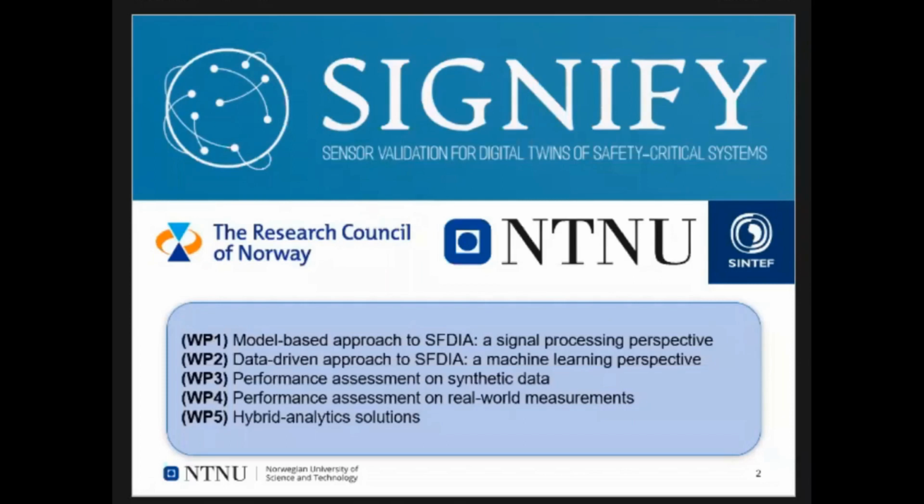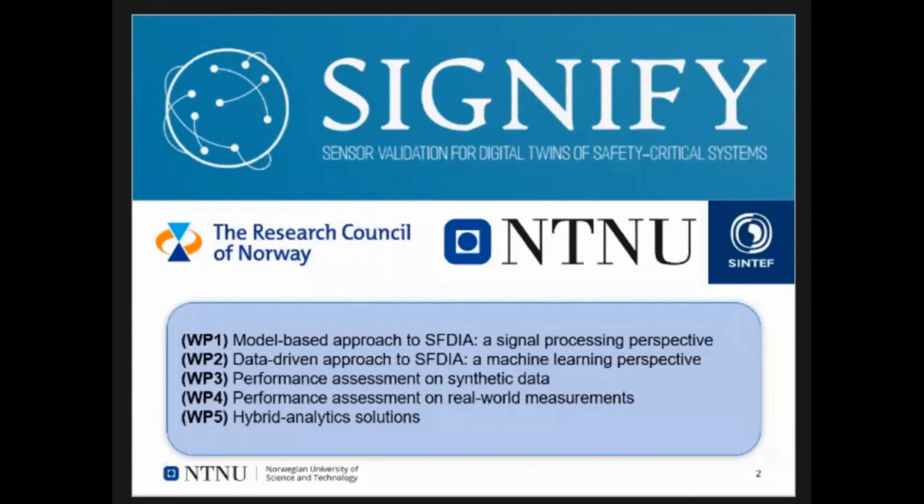This project involves students and one postdoc. Today I will discuss some of the work that is included in this project. Just to give you an idea, this whole project is based on sensor validation in digital twins.